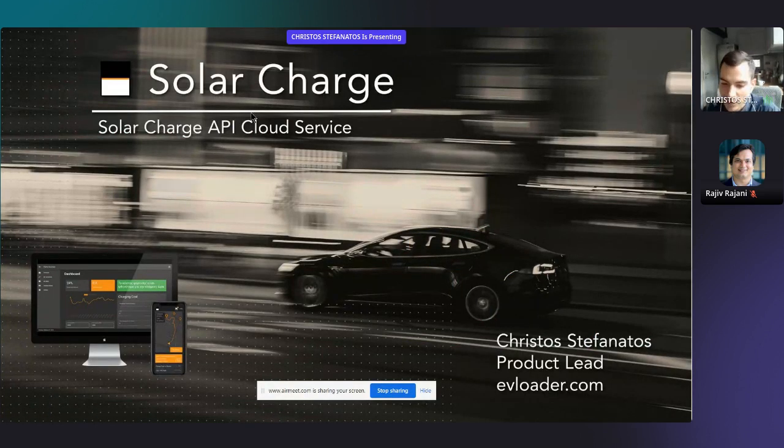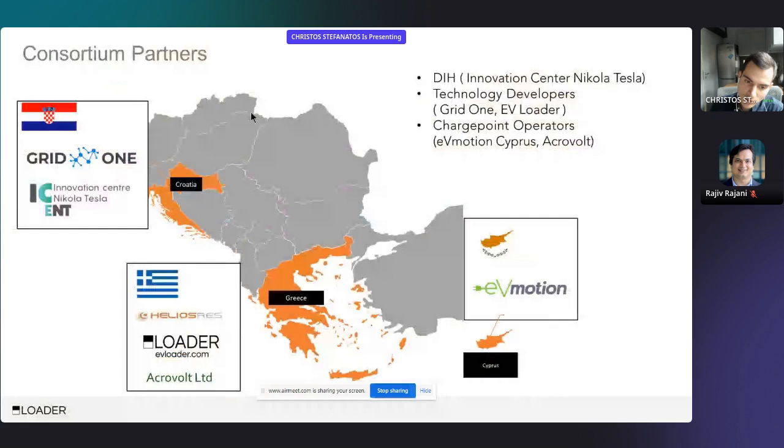So on our side, we are a consortium focusing on the combination of solar energy and e-mobility. The consortium consists of Grid One, a company focusing on smart meter data in Croatia, and Innovation Center Nikola Tesla, part of the University of Zagreb, which is our DIH for this project. And then in Greece, we have Ilios Res, a solar energy operations and management company that will be providing data. EV Loader, the company I work for, manages charging stations and develops software solutions for smart charging. Agrivolt is a CPO, a charge point operator active in Greece, and EV Motion is a CPO active in Cyprus.